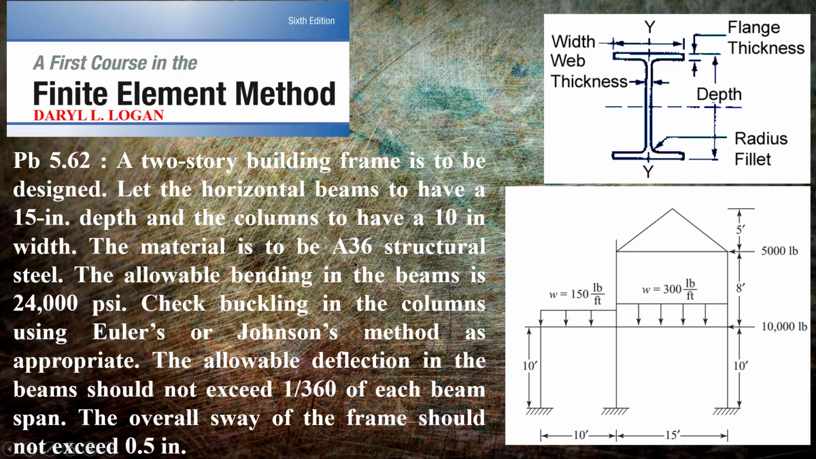The material is to be A36 structural steel. The allowable bending stress in the beam is 24,000 psi. Check buckling in the columns using Euler's and Johnson's method as appropriate. The allowable deflection in the beam should not exceed 1/360 of each beam span. The overall sway of the frame should not exceed 0.5 inch. These are some limitations of this problem.